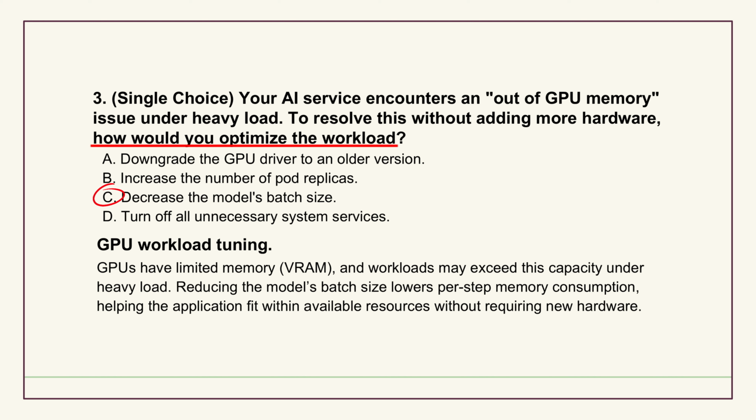But does decreasing the batch size have any other impacts, like on the training process itself, maybe training time or model stability? Oh, absolutely it can. That's a great question. While it solves the memory problem, a smaller batch size means you're updating the model's weights more often. That can sometimes lead to noisier gradients, maybe a less stable training process, or potentially slower convergence for some models.